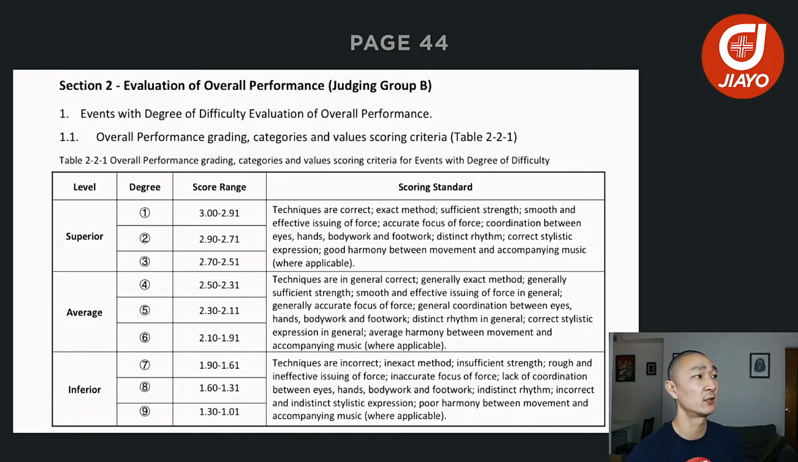The Group B judges are looking to make sure that the techniques are correct, exact methods are being used, sufficient strength, smooth and effective issuance of force, accurate focus of force, coordination between the eyes and the hands, body work and footwork, distinct rhythm, and correct stylistic expression. Overall performance scores are subjective, and that means that the criteria is up to the individual judges to interpret, and the scores are relative to the performances of other competitors in the same event.